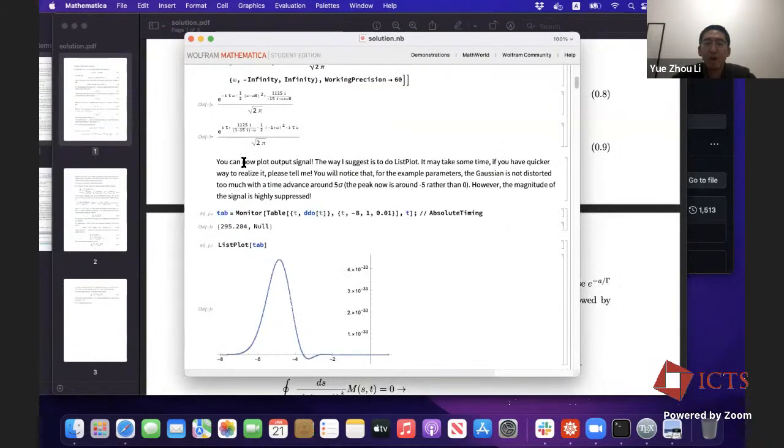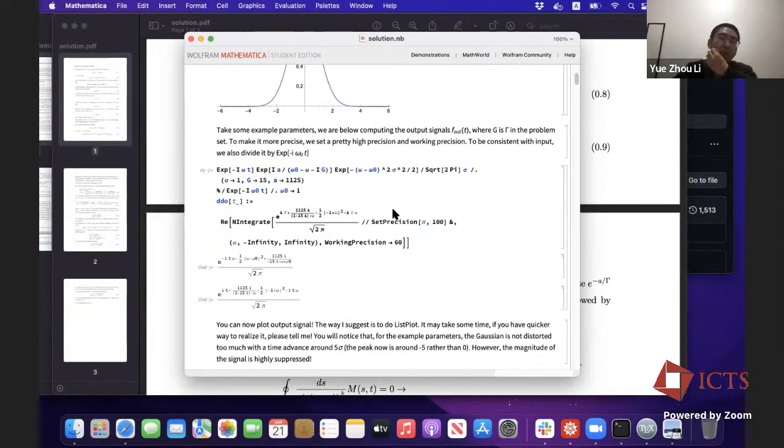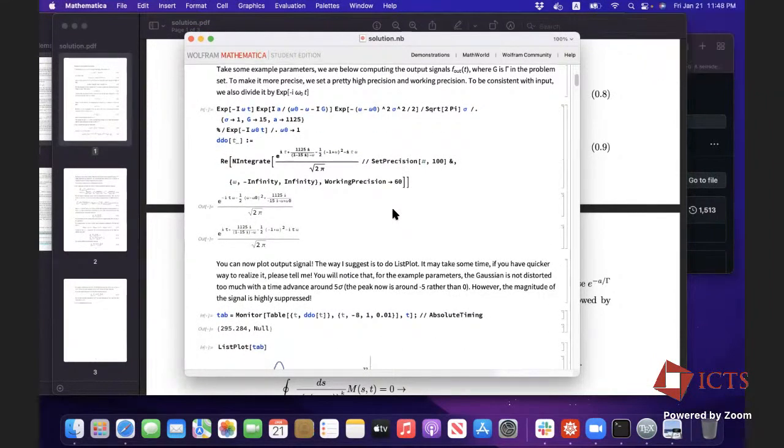So this whole thing doesn't violate causality, because it is nothing but something triggered by this tail. So this time advance is harmless. It's triggered by the tail of the original input signal. So this is how we can think of it, and there's no violation of causality.